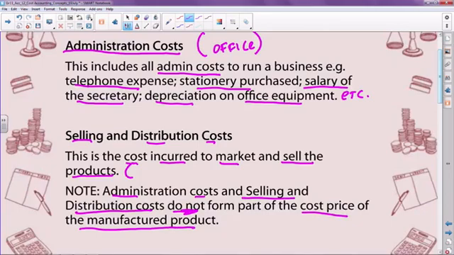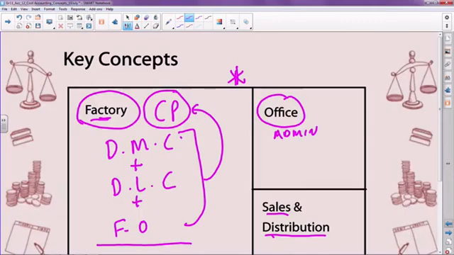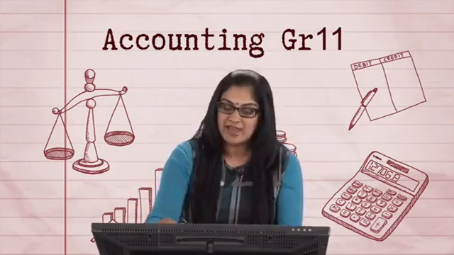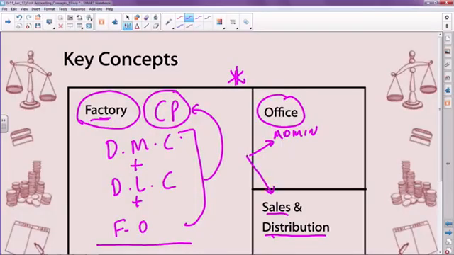Okay, so back to that diagram. Let's quickly look at the diagram one more time. So remember, the key for you as the accountant is to establish what is the cost price, how much did it cost the business to manufacture the products. So in other words, all expenses relating to the factory will then be taken into account. Anything relating to the office is kept separately under admin costs. Anything related to the selling of the product and the distributing of the product will fall under the category sales and distribution costs. Okay, got that. Right, hoping that you guys did.